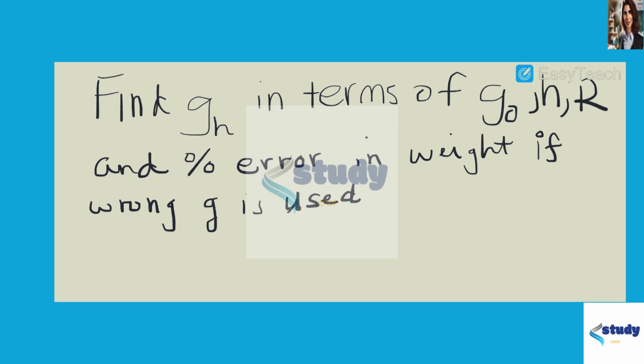What we're going to be looking at is the expression of the acceleration of gravity at a certain height above the surface of the Earth. And we're asked to find that in terms of the gravity at the surface, g0, the height at which we're at and the radius of the Earth. And we're also asked to find the percent error if the wrong gravity term is used.